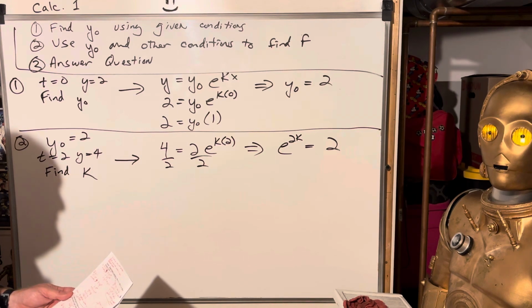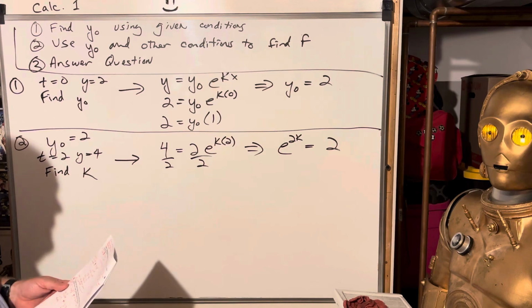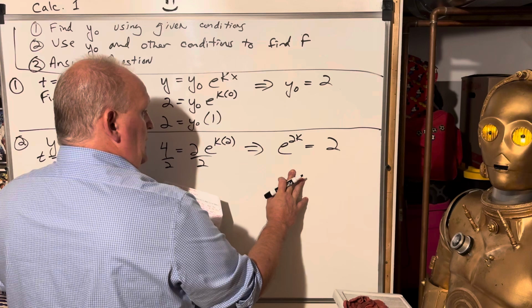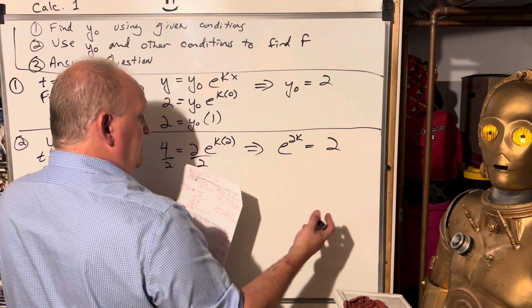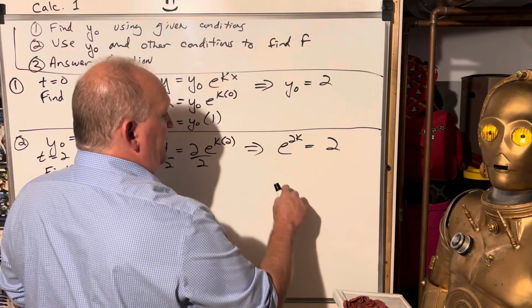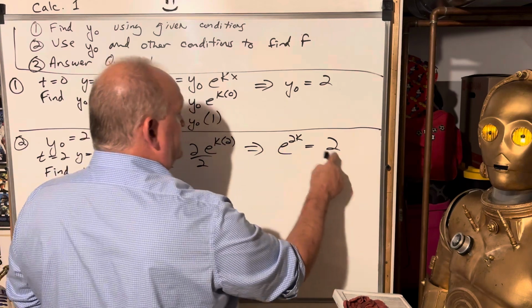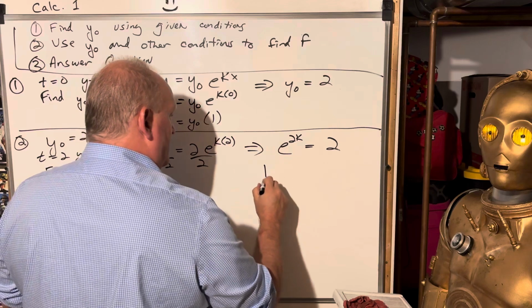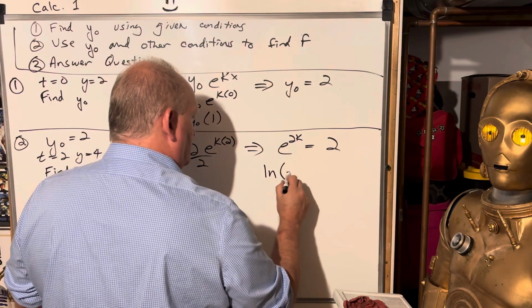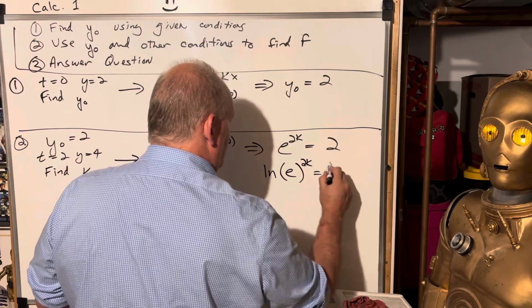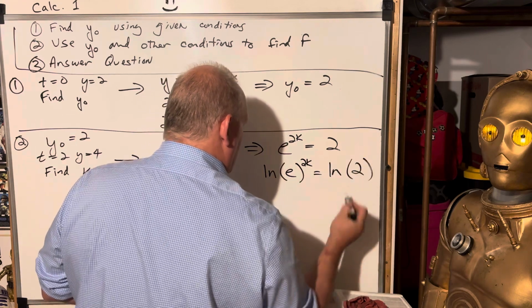Okie dokie. So now ln is the way out of this. So if you take the natural log of both sides, again, you could write log base e of 2 is equal to 2k, but that's, again, not usually how the Calc 2 teacher teaches it. So she applies the natural log to both sides.